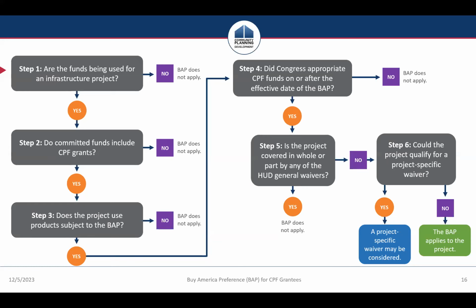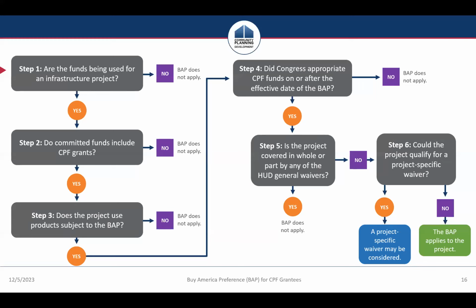Did Congress appropriate the CPF funds on or after the effective date of the BAP? So again, for FY24 grantees, was the FY24 appropriations bill enacted on or after February 22nd, 2024? If yes, then the BAP would apply. If no, the BAP would not apply for FY24 grantees.